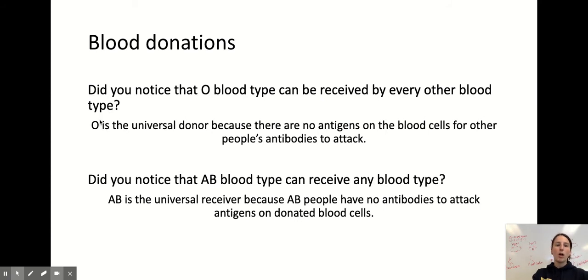So we call O-type blood the universal donor because you can donate blood to anybody, because there are no antigens to attack on your blood. AB-type we call the universal receiver because you can receive a blood donation from any other blood type. Sometimes you might see blood donation campaigns saying that they need O-type blood quite often because O is the universal donor. So they want O-type blood because you can put O-type blood in literally everybody.